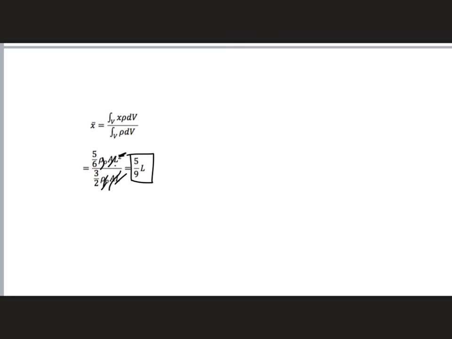And of course we know by symmetry it's going to be on the x-axis, so the y-coordinate and the z-coordinate of the center of mass are going to be 0 just by symmetry. And so by solving for the x-coordinate, we've solved the whole problem, and that's where the center of mass for that cylinder will be located.